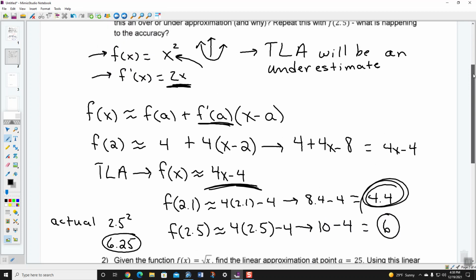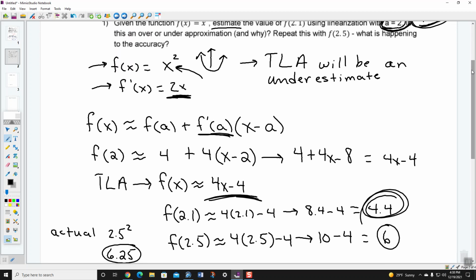But the question says, well, what's happening to the accuracy as we get further and further away from the a value of 2? Repeat this with 2.5. What is happening to the accuracy? We were 1/100th off at 2.1. At 2.5, we're 25/100ths off. So the idea here is the further I get away from A, which was 2. The first approximation was at 2.1, pretty close to 2. The second approximation was a little farther away from 2 at 2.5. The idea here is this. Once you get further and further away from A, your accuracy is becoming less accurate.